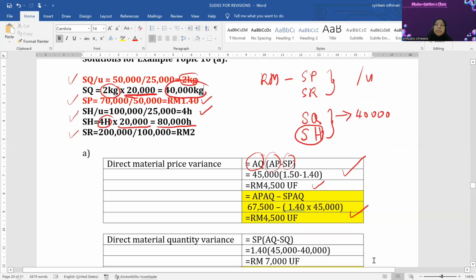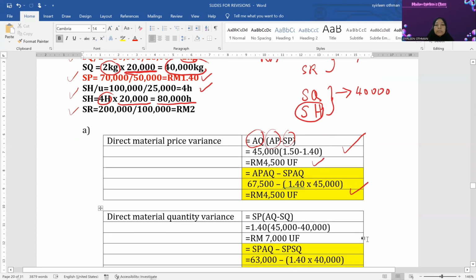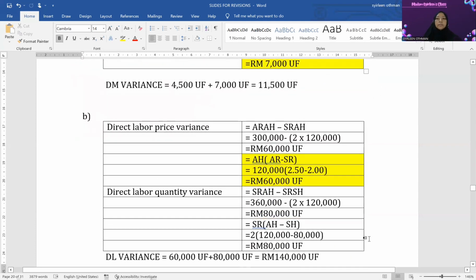So you must remember, if the question gave you the actual figures and also the budgeted figures, we can't straight away do the calculations. You need to derive the standard values first, then we can substitute them into the equation. So this is for topic 10.